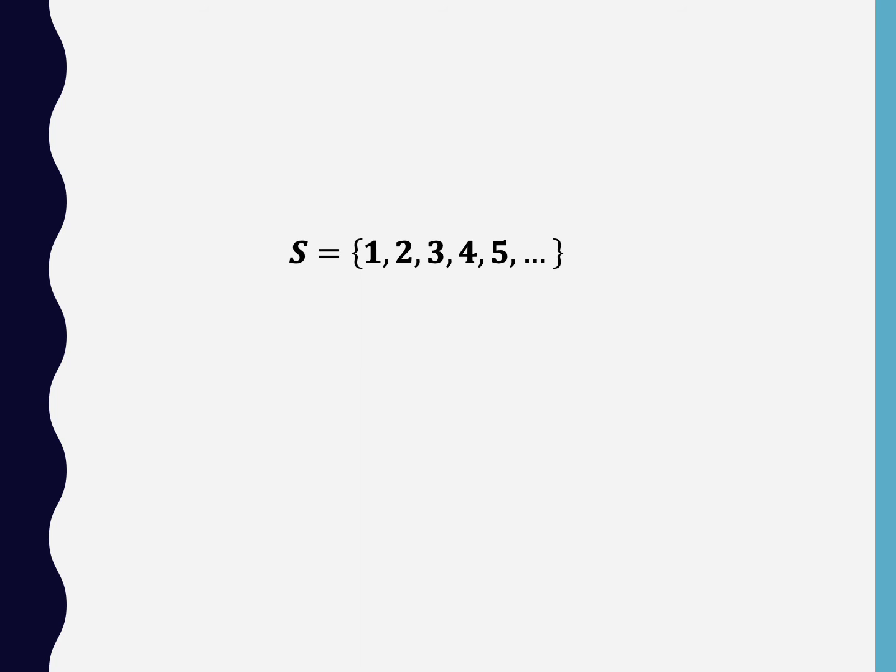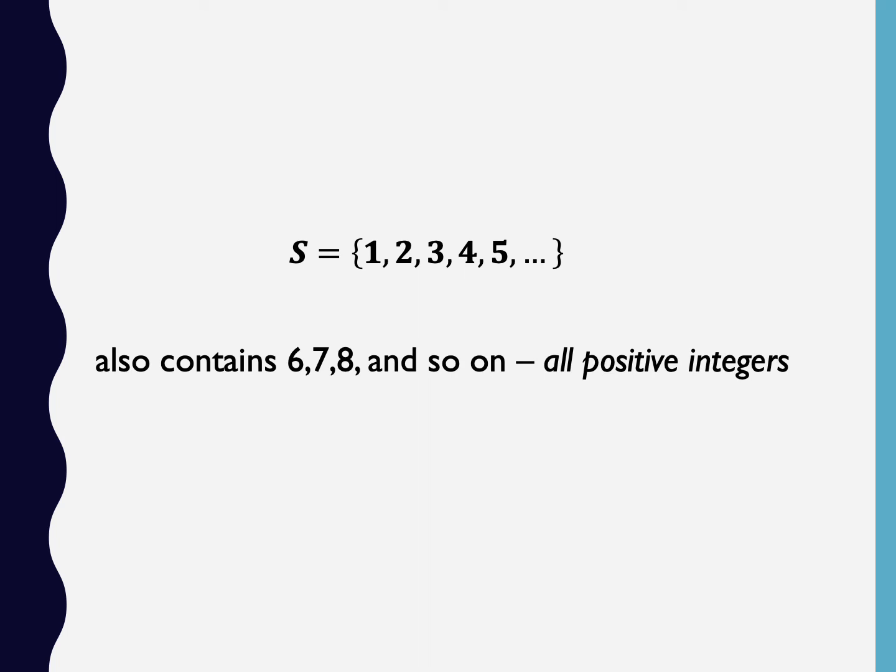Sets can contain a finite or infinite number of elements. In the previous example, we had a finite set, which is from 1 to 5. That is, it has a limited number of elements. In this example, we consider an infinite set, that is, a set that has no limit in terms of number of elements. It is denoted by a continuous dot going to the right. This means that it also contains the numbers 6, 7, 8, and so on, or all positive integers.